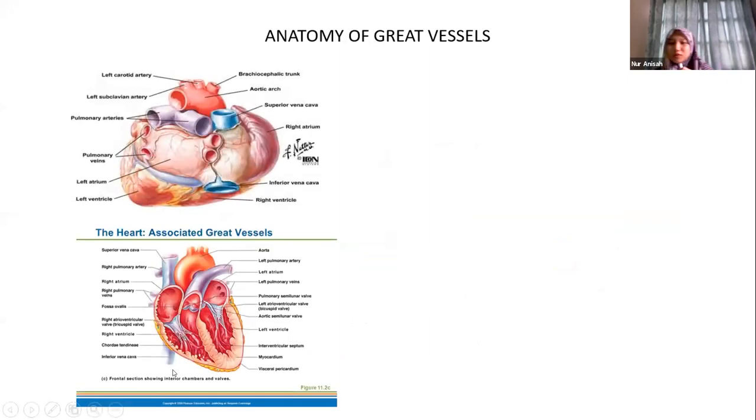So today I'll be presenting about the anatomy of the great vessels of the heart. As we all know, there are five great vessels of the heart which leave and enter both sides of the heart. For the right side, there are the IVC, inferior vena cava, the superior vena cava, and the pulmonary artery. While for the left side, there are the pulmonary vein and also the aorta.